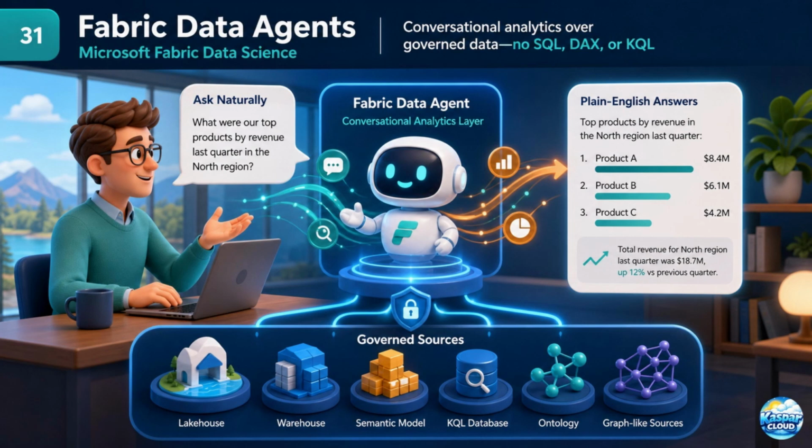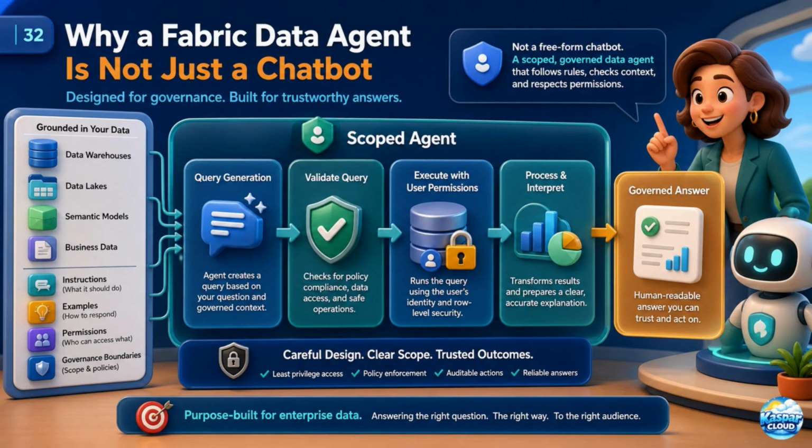Fabric data agents introduce a conversational layer over governed enterprise data. A data agent can answer natural language questions using selected sources such as lakehouses, warehouses, Power BI semantic models, KQL databases, ontologies, Microsoft Graph, and other supported sources. This allows business users to ask plain English questions without needing to write SQL, DAX, or KQL queries. For data science teams, this is important because it helps move insights beyond technical specialists and into day-to-day business decision-making processes.